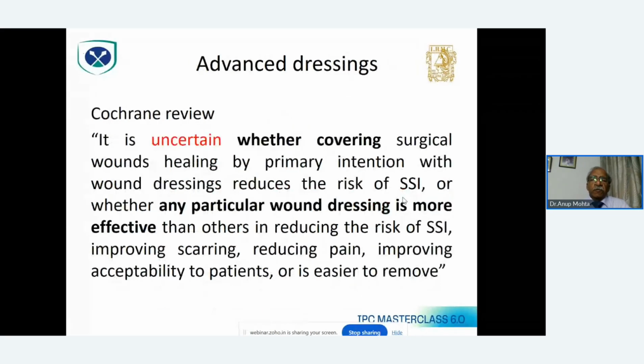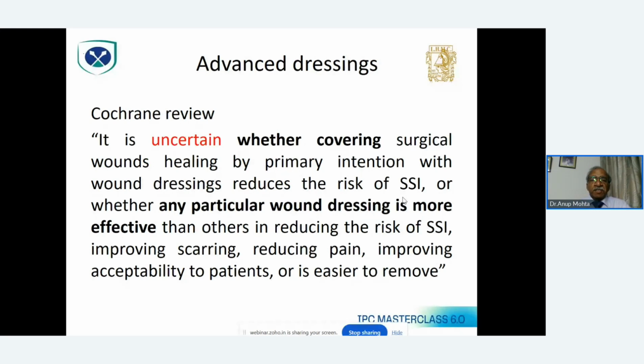A Cochrane review some time back said it is uncertain whether covering surgical wounds healing by primary intention with dressings reduces the risk of SSI, or whether any particular wound dressing is more effective than others in reducing the risk of SSIs, improving scarring, reducing pain, improving acceptability to patients, or is easier to remove. So this Cochrane review ruled out all the claimed advantages of the specialized dressings or the advanced dressings which are available in the market.